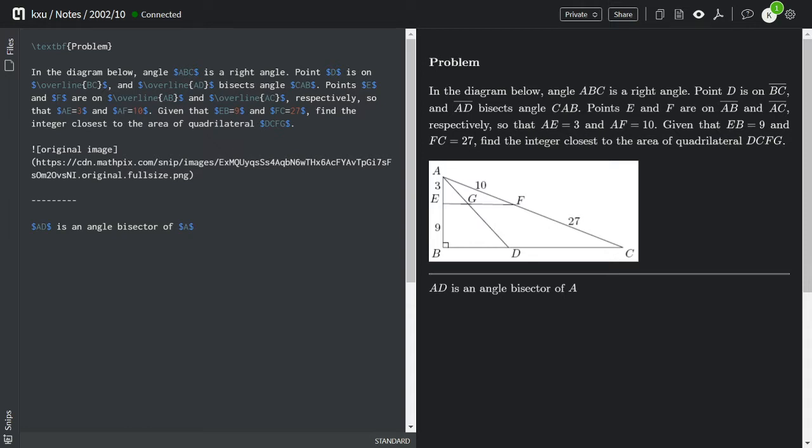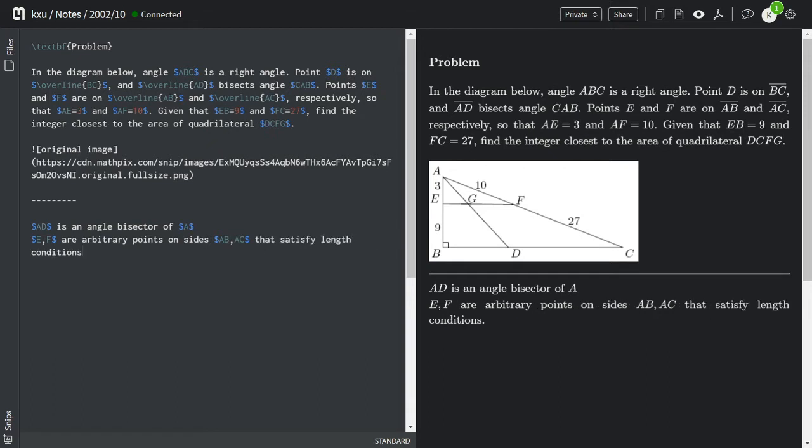And E, F are arbitrary points on sides AB, AC that satisfy length conditions. And this is essentially what the problem is. It is basically you have an angle bisector, you drew a random line somewhere down the middle, and you're trying to find the area of some quadrilateral.